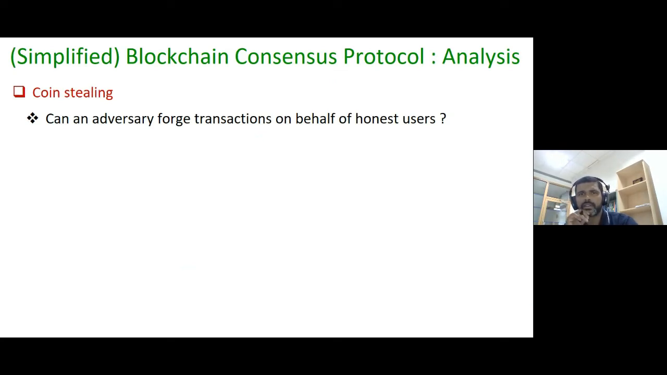So now let's stop here and do some analysis of what properties this simplified blockchain consensus protocol achieves. So let's first try to understand whether someone can steal someone else's coin or not. That means if I am a user and I do not give my signing key to anyone else, can someone create a transaction on my behalf and transfer the coins that I own to someone else?